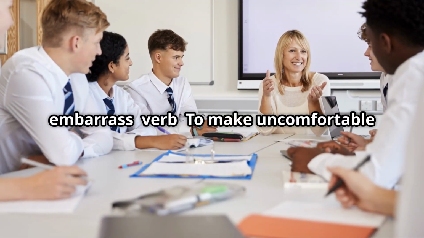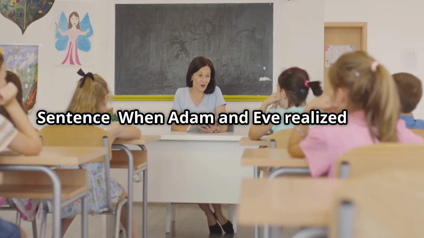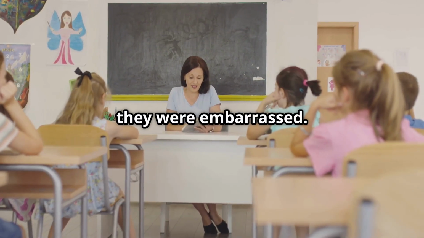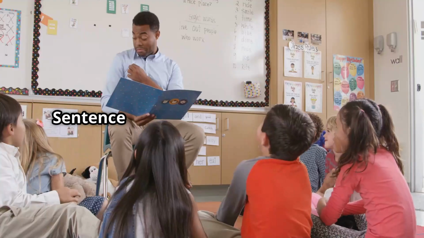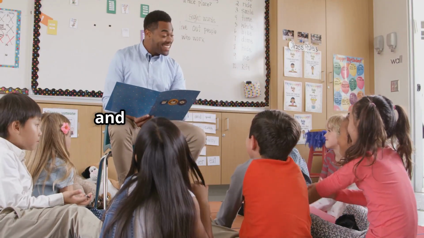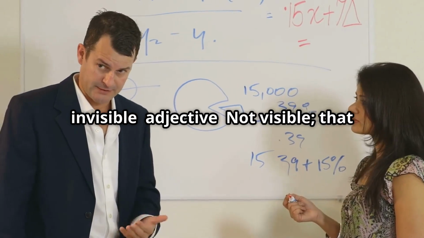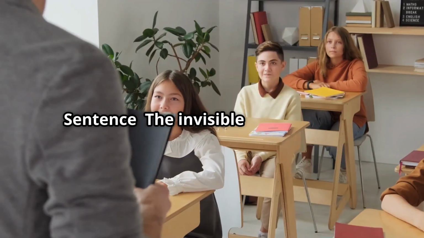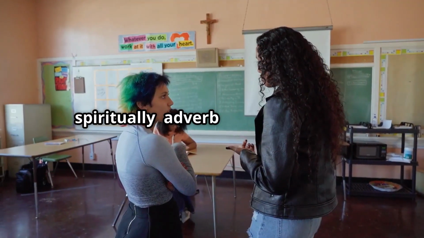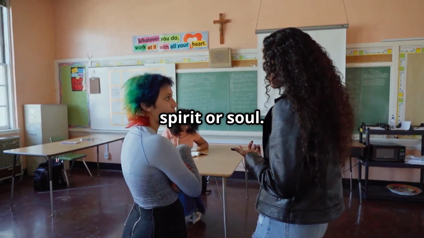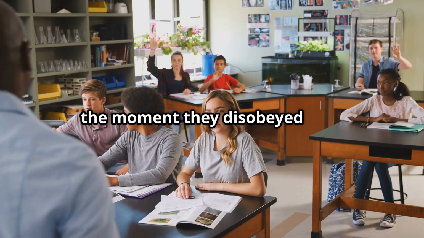Embarrass. Verb: to make uncomfortable or ill at ease. Sentence: when Adam and Eve realized they had no clothes on, they were embarrassed. Fascinating. Adjective: attractive, spellbinding. Sentence: the biblical story about Adam and Eve is a fascinating story. Invisible. Adjective: not visible, that cannot be seen. Sentence: the invisible God somehow walked and talked with Adam and Eve. Spiritually. Adverb: concerning the spirit or soul. Sentence: Adam and Eve died spiritually the moment they disobeyed God.